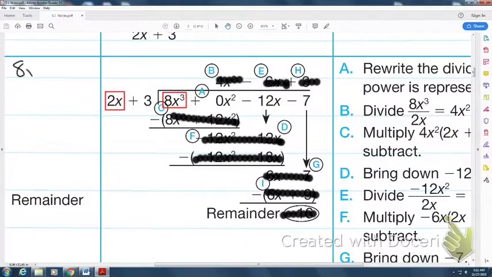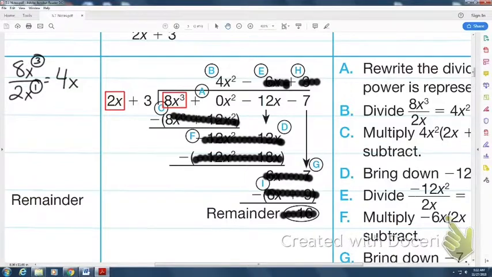So let's write it out real quick. What is 8 divided by 2? 4. What's x cubed divided by x? I think I heard a couple of you whispering it out there, but no, not x cubed. X squared. You subtract the exponents. 3 minus 1 would be squared. So that's where they got that right there.